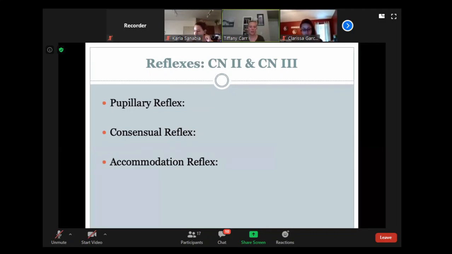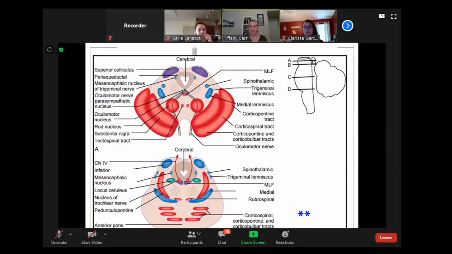And then the accommodation reflex is you place something in front of their face, and then their eyes adjust to the closest object. It's going to cause the pupil to constrict, eyes to converge, and the lens is going to become more convex just to adjust to the depth perception of that. Again, really making sure that you feel comfortable with these.